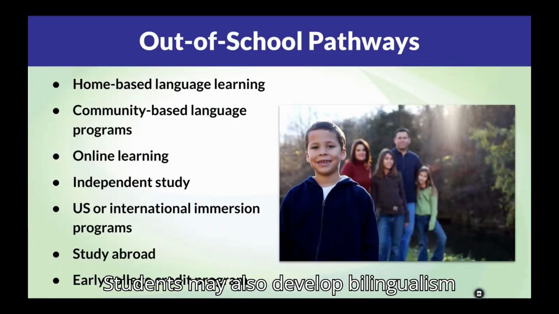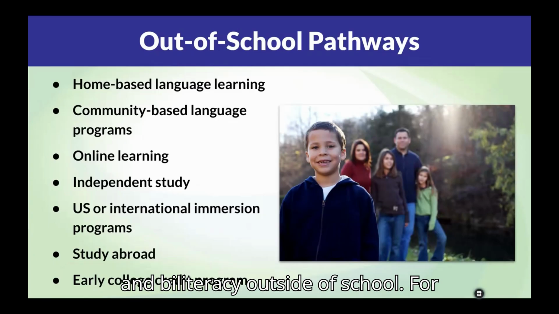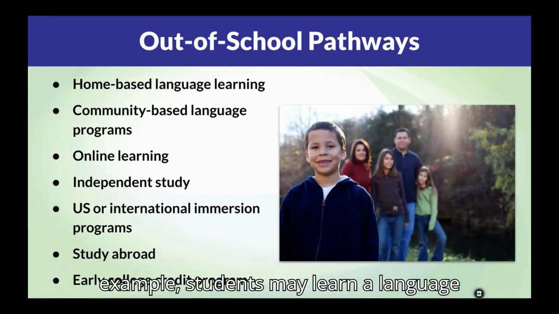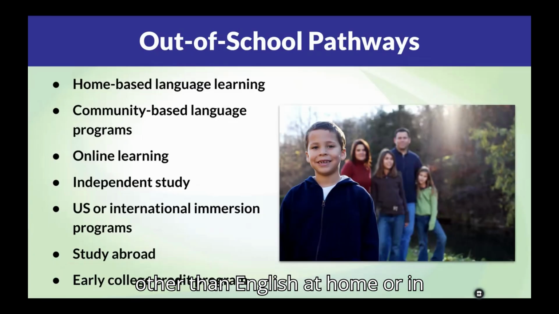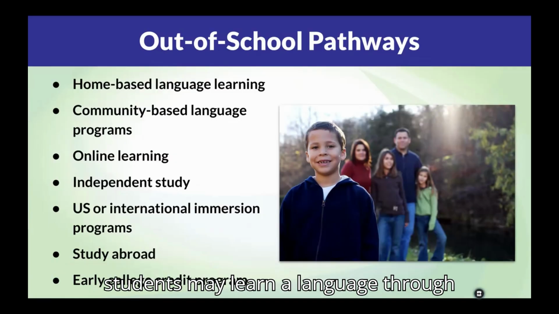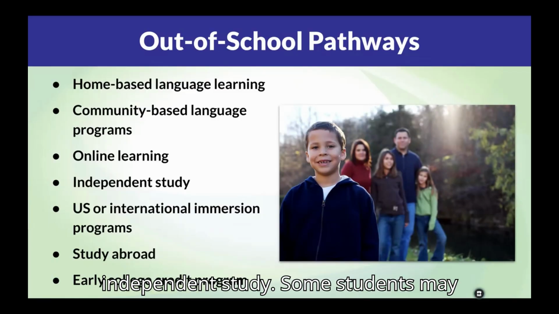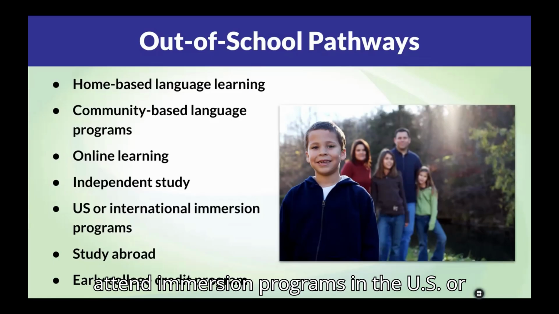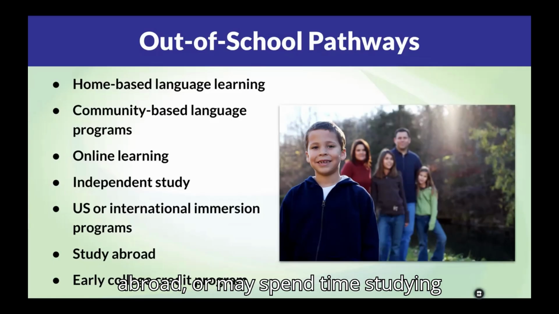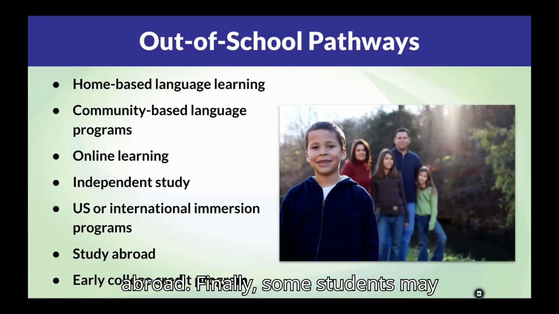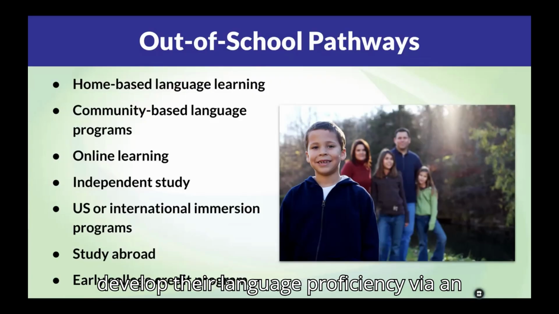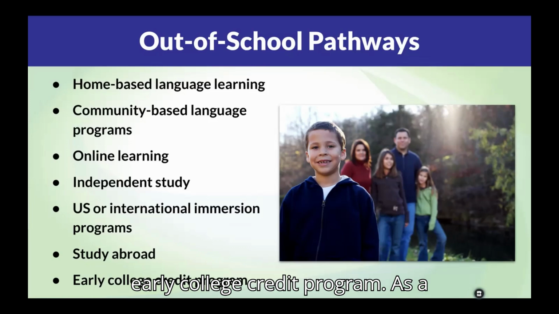Students may also develop bilingualism and biliteracy outside of school. For example, students may learn a language other than English at home or in community-based programs. Some students may learn a language through online programs or some other form of independent study. Some students may attend immersion programs in the U.S. or abroad, or may spend time studying abroad. Finally, some students may develop their language proficiency via an early college credit program.